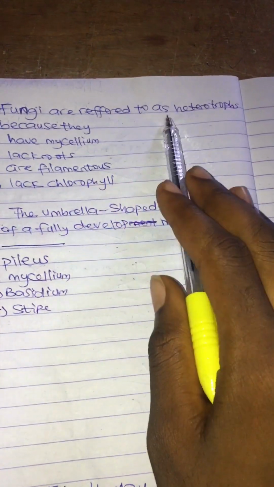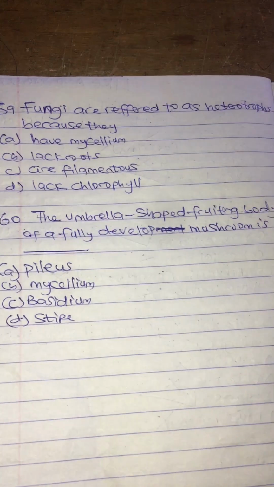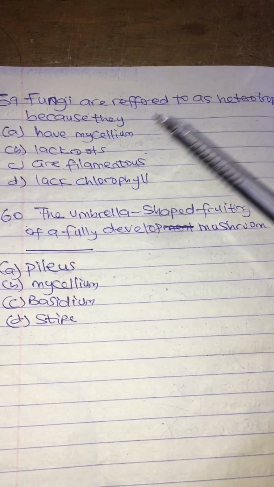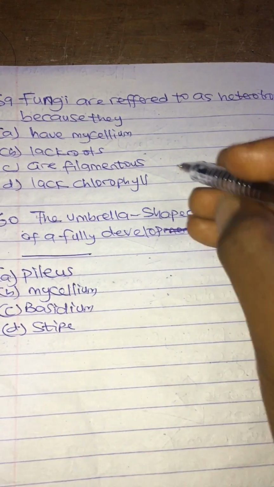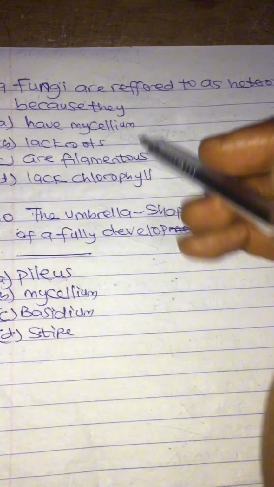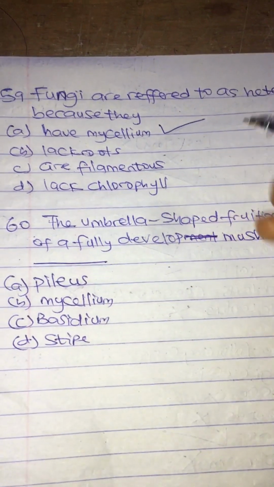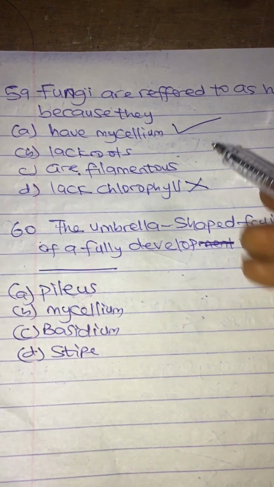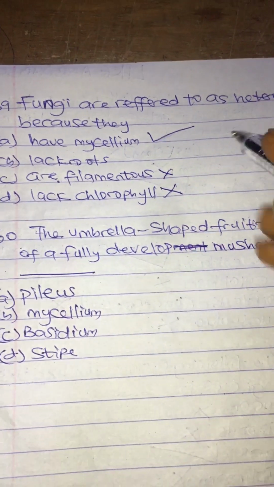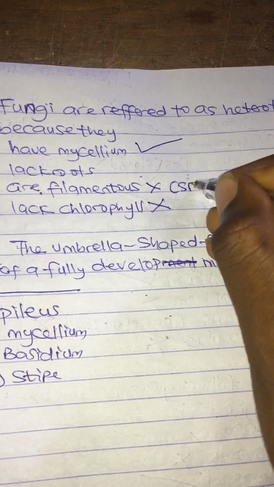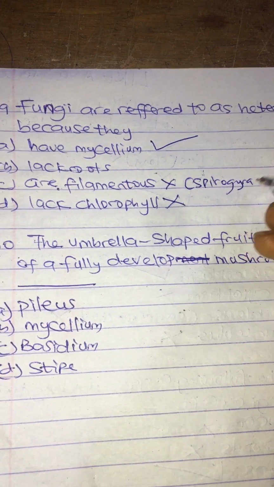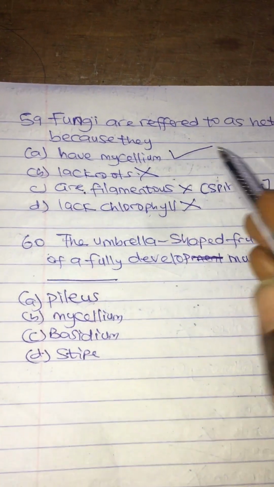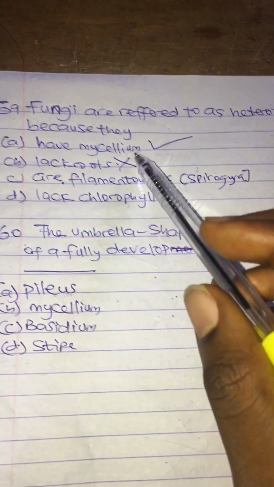Question 59. Fungi are referred to as heterotroph because they have mycelium, lack roots, filamentous, lack chlorophyll. No, they are referred to as heterotroph because they have mycelium. They lack chlorophyll is out. They are filamentous? No, it is only Spirogyra that is filamentous, while Volvox is colony. They lack root is out.